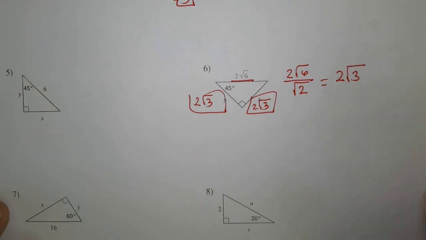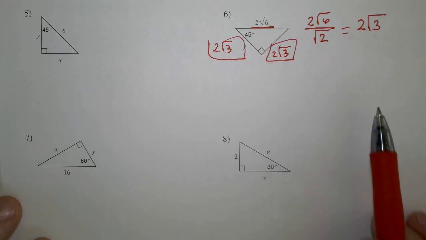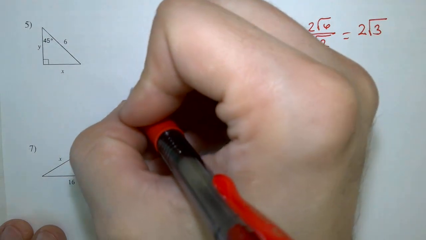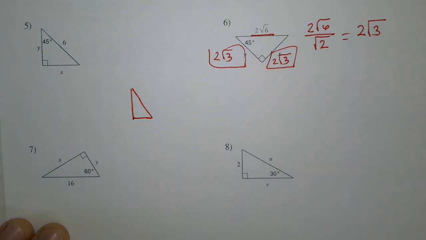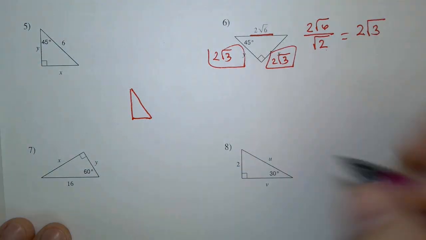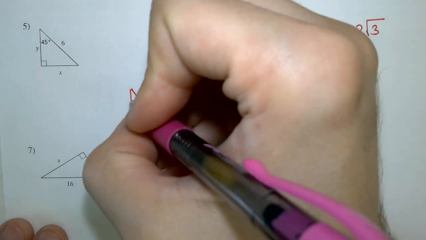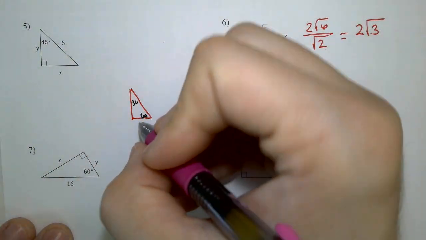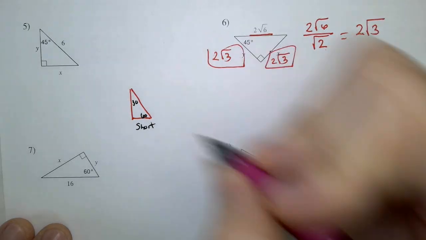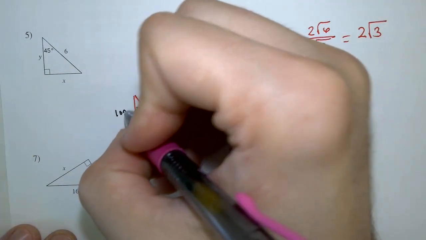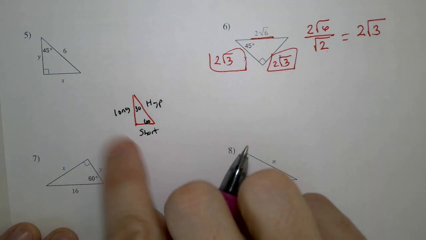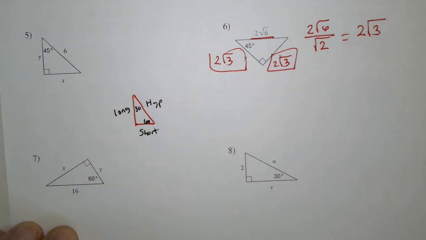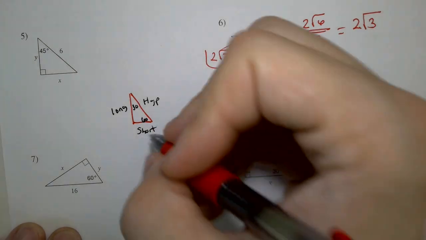Okay? Moving on to the 30, 60, 90 triangles. I'm going to draw a regular example for it. So here we have a little bit more of an issue. This is the 60-degree angle, and this is the 30. I like to think of this as the short side, this as the long side, and this as just the hypotenuse. So we have the short leg, the long leg, and then the hypotenuse, which is the longest leg. We're going to start with the short side.